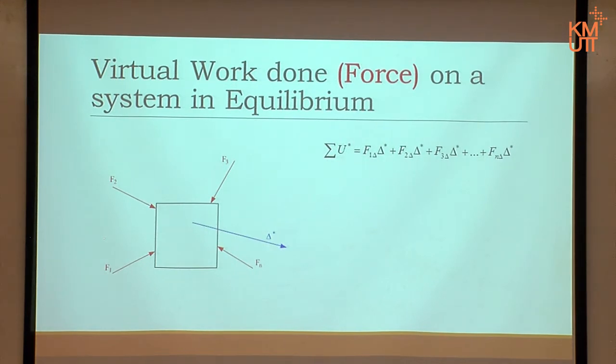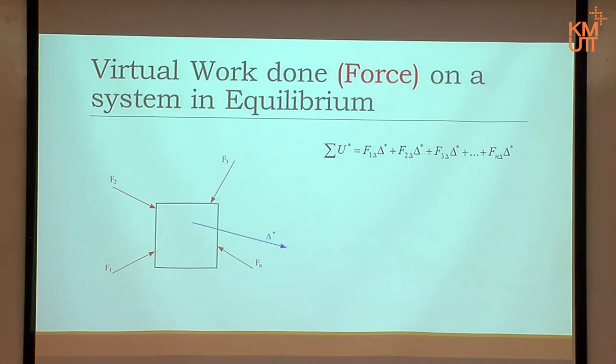I have a body, right? Then I have a force here, let's call it F1. However, the body doesn't move that way. The body moves that way, delta or delta star. That angle is called theta. Then I will take two components, correct? Into that one, F1 sine theta, then that one, F1 cosine theta, correct?